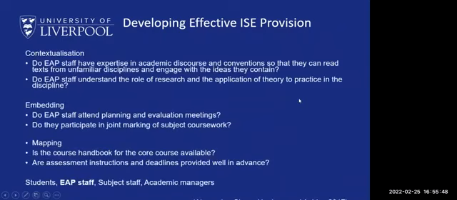So some key questions that we can ask ourselves from that balanced scorecard to do with academic discourse and how embedded we are, or that we're very contextualized. We could do more with embedding. And I think we're also very, very closely mapped in our discipline specific. But this is looking just at EAP staff, at the tutors themselves. So that's a sort of whistle-stop tour of that.